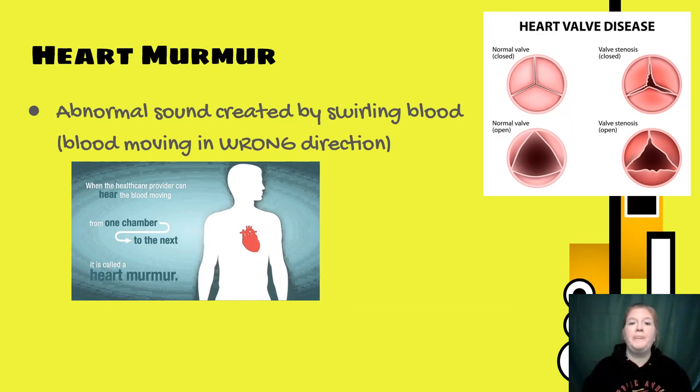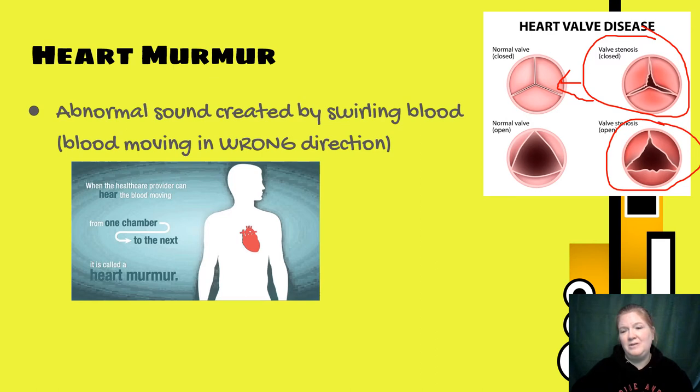A heart murmur. A heart murmur is an abnormal sound created by swirling blood moving in the wrong direction. So it's often due to a valve that doesn't work correctly. As you can see in these illustrations right here, the valve is supposed to be nice and tight and closed like this one, but it's not. Okay, and so this is what a normal valve looks like when it's open. Here's what this defective valve looks like. So you can see there would be some swirling sounds.